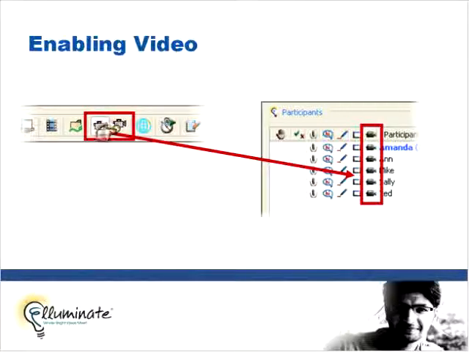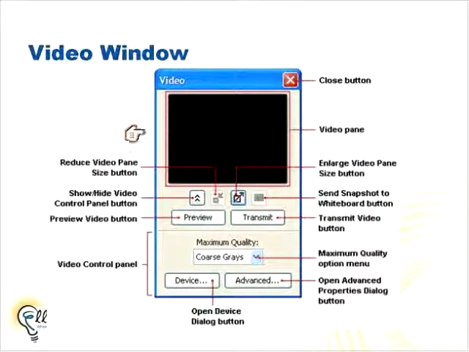It looks like a little video camera with a green button. The video window is going to pop up. You're going to see your image up in the top. You're going to be able to hide all this extra information if you want, but you'll also want to see that you can make the video bigger and smaller. It comes in 3 sizes, and there's snapshot. We'll talk about that in a moment. Most important is that you'll click preview, make sure you like the way you look, and then click transmit.